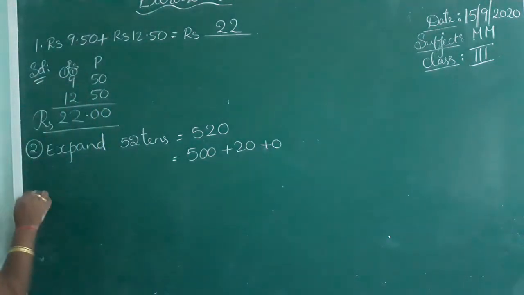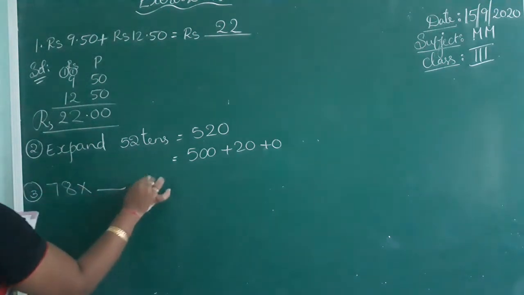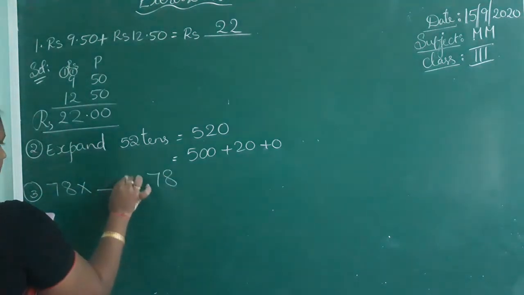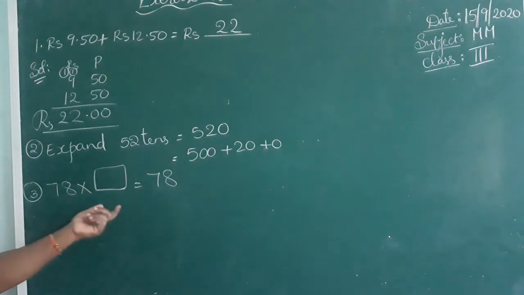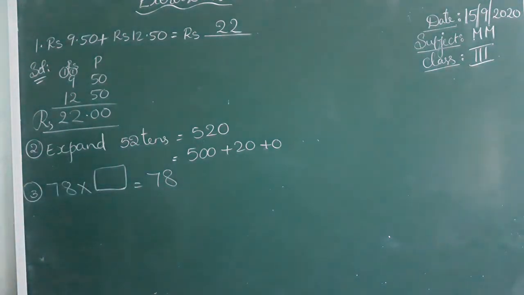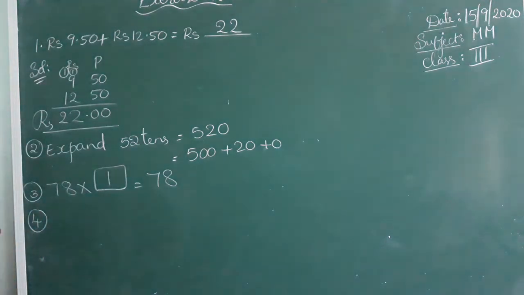Okay. So the third one, 78 into one number equal to 78. Listen. Whatever the number they give, if we multiply any number with 1, we will get the same number. 1 into 1, 1. 2 into 1, 2. 3 into 1, 3. 4 into 1, 4. That means if we multiply any number with 1, we will get the same number.